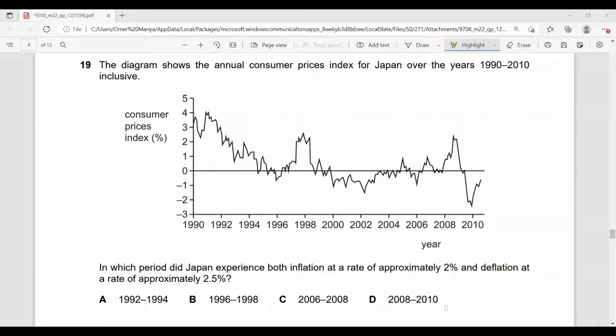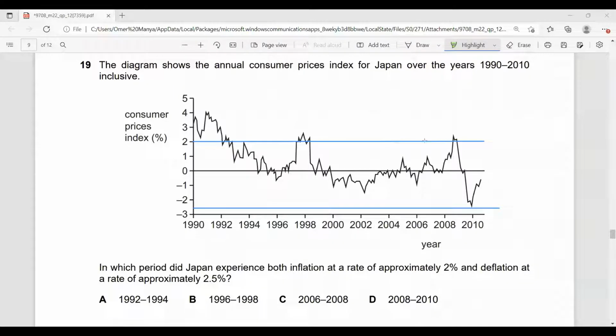in prices. If the percentage change is a positive one, if the CPI has a positive change, that means that the country has experienced inflation. However, if there's a negative percentage change, that means prices have fallen and deflation has occurred. So we're looking for an inflation rate of around 2% and a deflation rate of around 2.5. So a positive value around 2 and a negative value around 2.5.